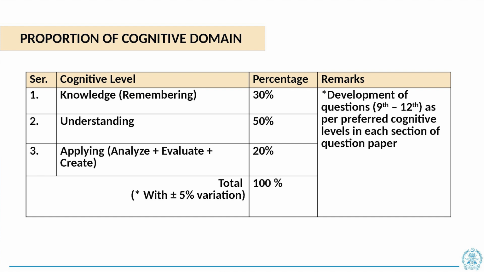Understanding is the level beyond simple recall. It requires students to combine information to understand the situation. 50% weightage is given to this level. At application level, students apply their knowledge and understanding in a new situation. They analyze and evaluate the information to synthesize, that is, creating something new, and its allocation is 20%.